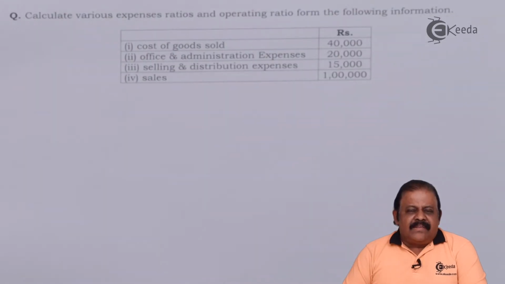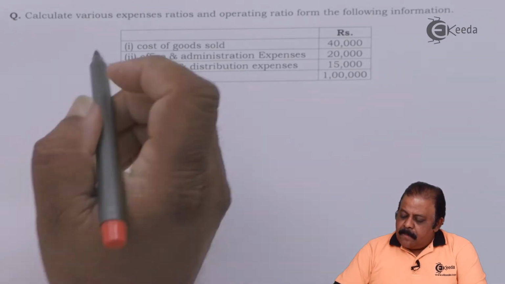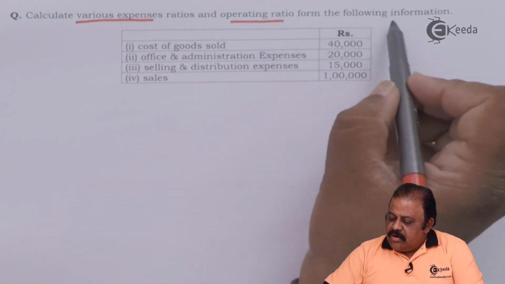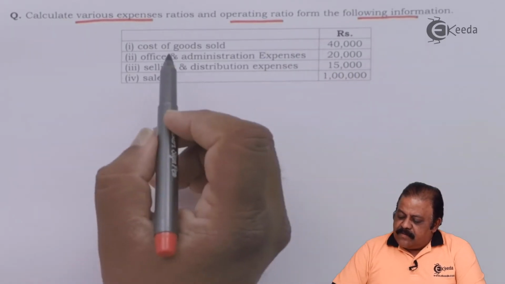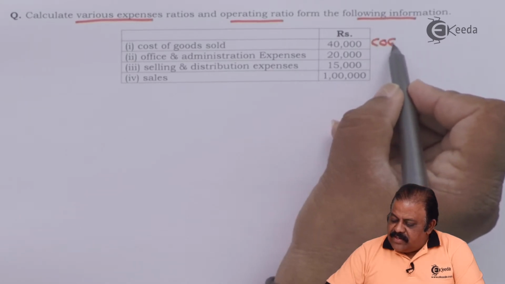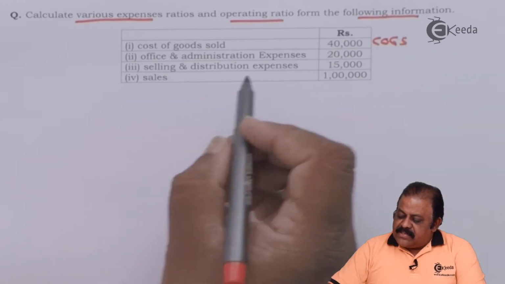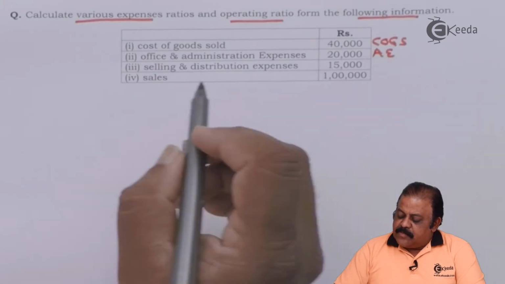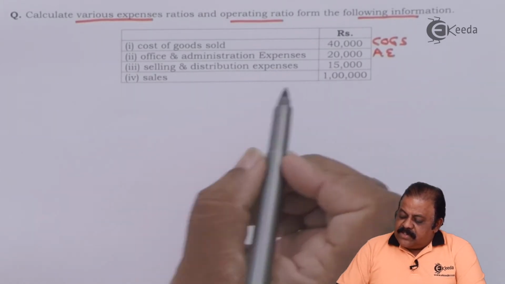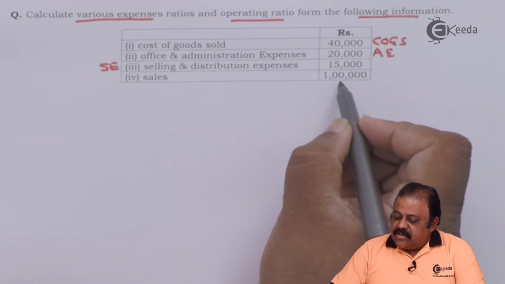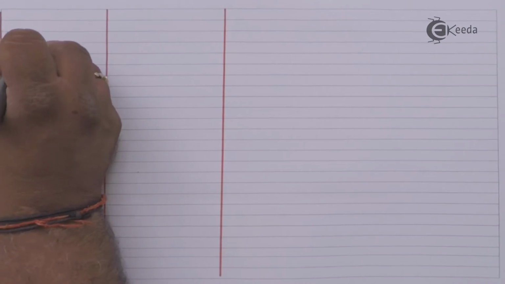Let us do one small example to understand the calculation of expense ratios. Calculate various expense ratios and operating ratio from the following information. Cost of goods sold 40,000. Office and administration expenses 20,000. Selling and distribution expenses 15,000. And sales is given as rupees 1 lakh.